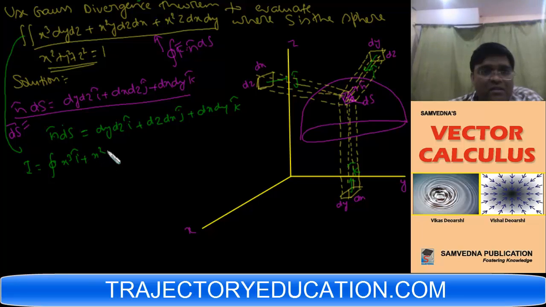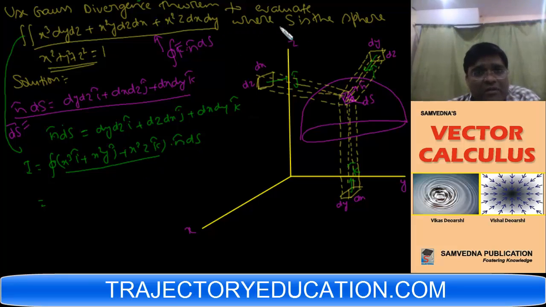x cube i plus x square y j plus x square z k dot n ds. Now we'll apply Gauss divergence theorem. You find that this particular function is continuous and has continuous partial derivatives at each and every point inside the sphere. So I can very well apply the Gauss divergence theorem. This is your F, this is just your F dot n ds. So F over here is x cube i plus x square y j plus x square z k.